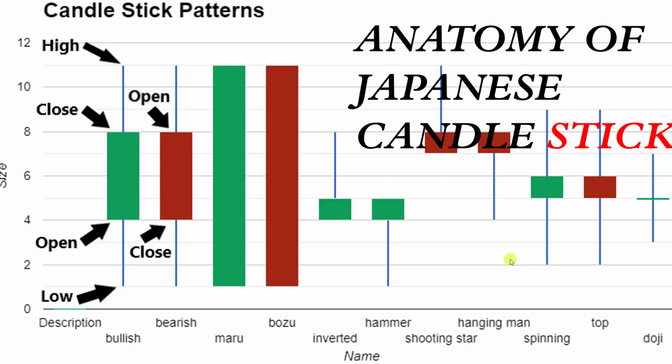Today in our Anatomy of Japanese Candlestick, we'll be discussing two important candles you need to understand if you want to actually know how to analyze Japanese candlesticks and trade with them.